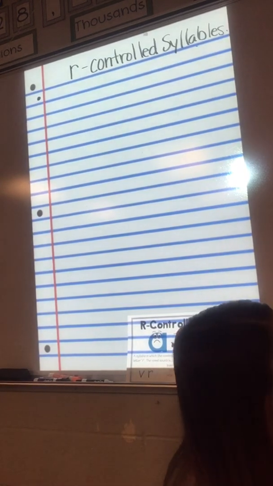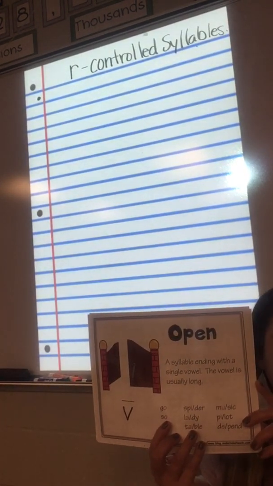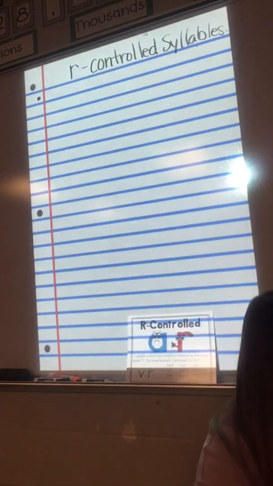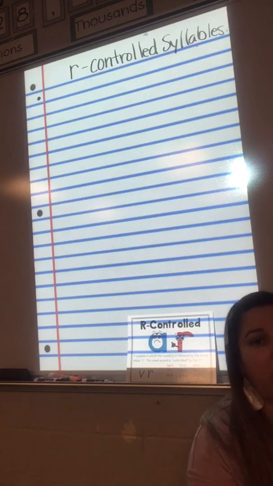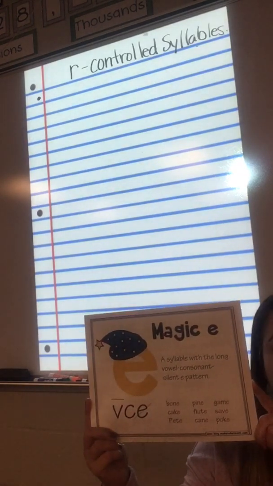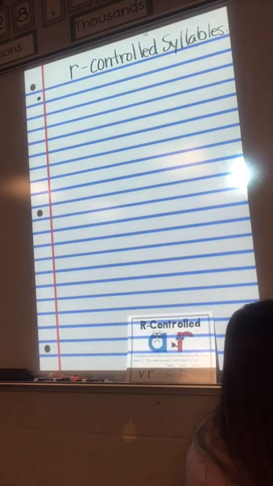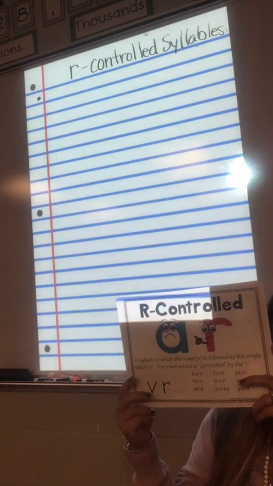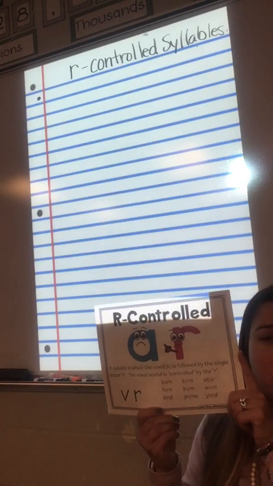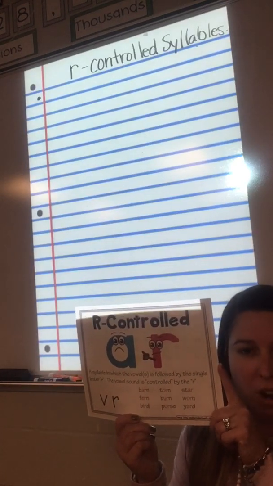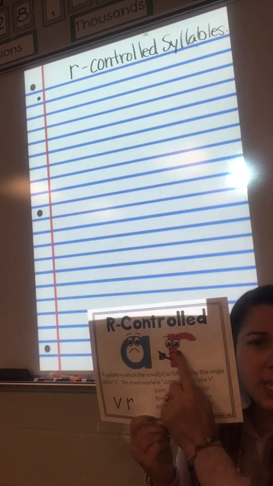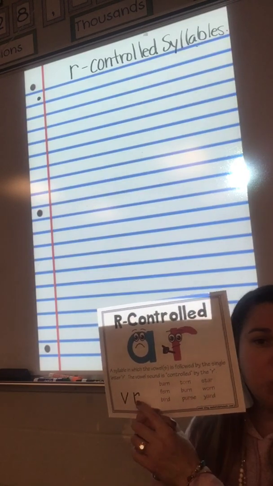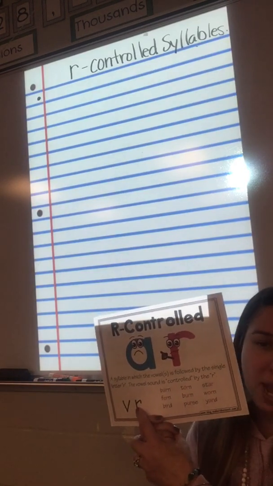This week with phonics, we're going to be focusing on R-controlled syllables. We have covered open syllables. We've covered closed syllables. And last week, we talked about the magic E syllable. And now we're going to focus on R-controlled syllables. Some of you might have heard this as the bossy R. That bossy R is going to tell this letter what sound it makes, and they make a sound together. So it's usually a vowel followed by an R.